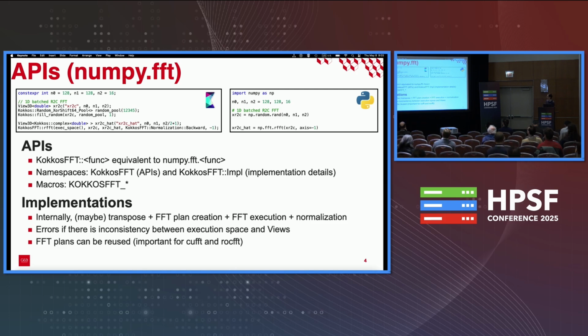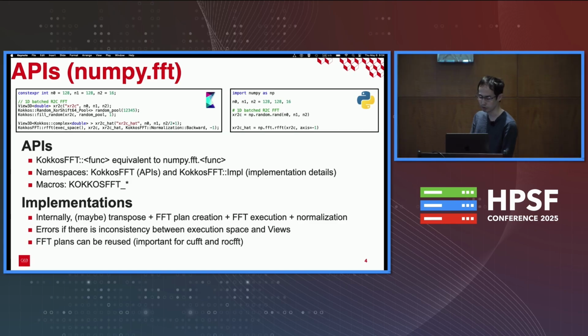The APIs, as I said, follow numpy.fft, and basically we have the KokkosFFT func, which is equivalent to numpy.fft.func. The APIs are under the KokkosFFT namespace, and implementation details are under the impl namespace. There are some macros starting from KOKKOSFFT. In this example, a real-to-complex transform is made for 3D data with a batched plan. This is a Python version, and the corresponding Kokkos version is quite simple and almost identical. Here the random initialization is more costly.